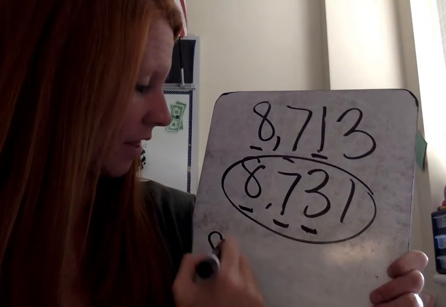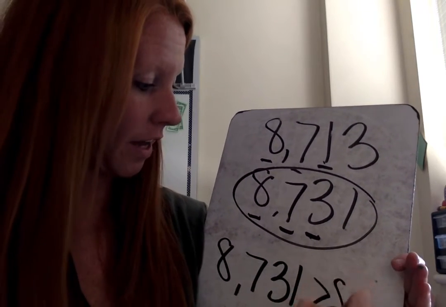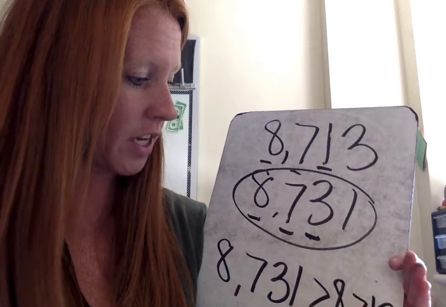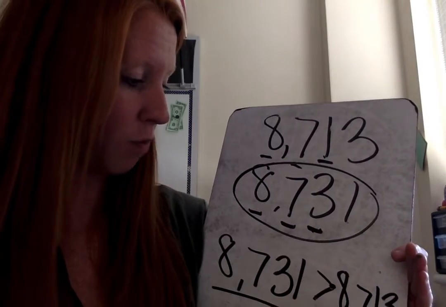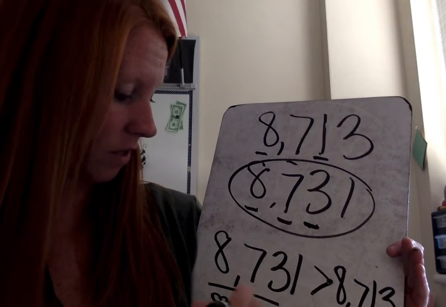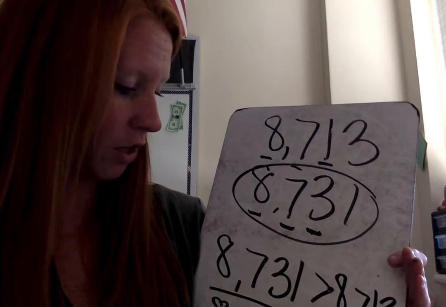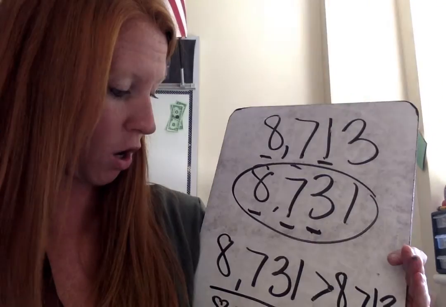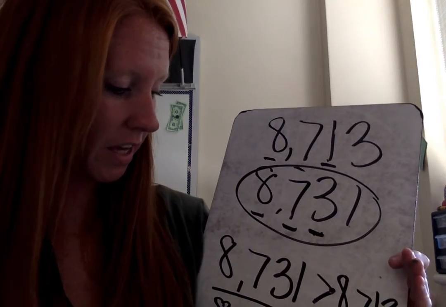I'm going to write 8,731 is bigger than 8,713. Big opening, big number. Small opening, small number. Or I could write it like this. 8,713 is smaller than 8,731. Small opening, small number. Big opening, big number. Okay?